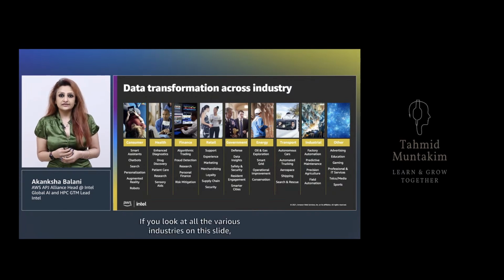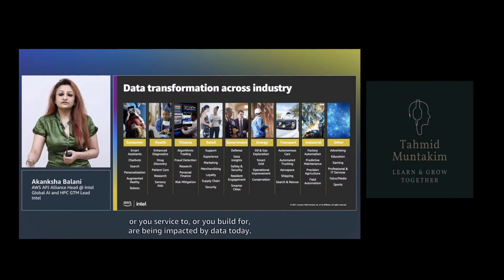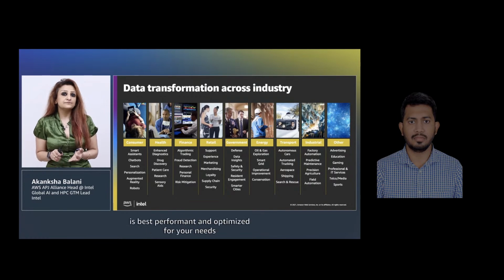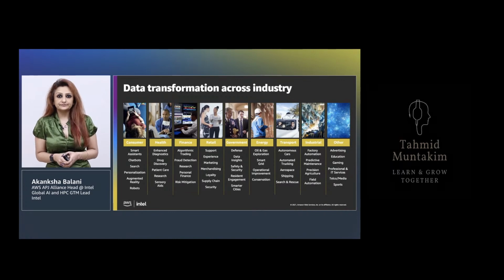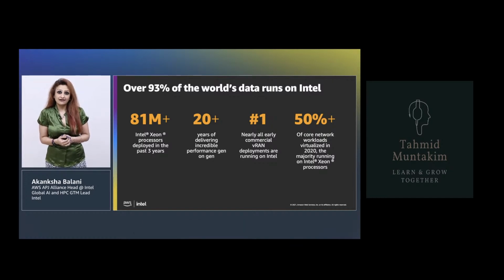If you look at all the various industries on the slide, each of these industries that you either belong to or you service to or you build for are being impacted by data today. Making sure that you're modernizing your infrastructure, making sure that you're leveraging cloud infrastructure, and making sure that that infrastructure is best performant and optimized for your needs becomes a very, very important and crucial strategy that you need to apply into these industries. Since we've talked about data, since we've talked about industry transformation, let me tell you a little bit about the journey Intel has had.